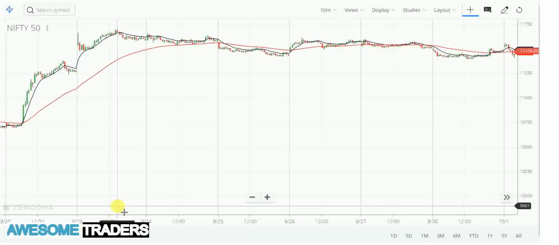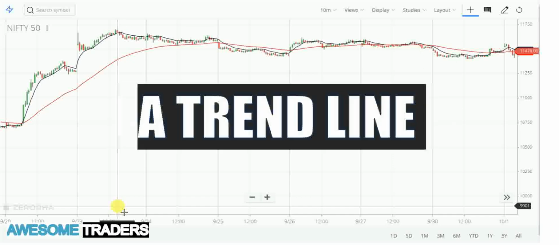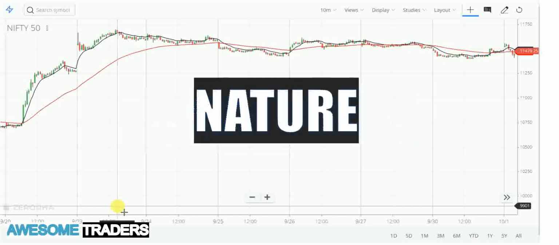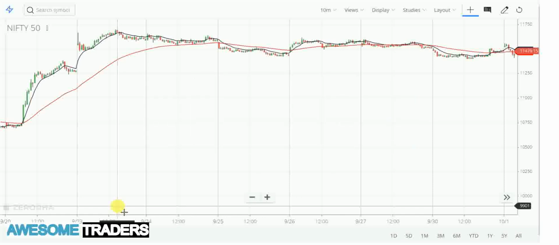Hello guys, today I will teach you how to draw a trend line. A trend line is nothing but a support and resistance line, right? But in the dynamic nature, in the direction it goes. So before you find a trend line, it's important to find your support and resistance level, horizontal levels, right?